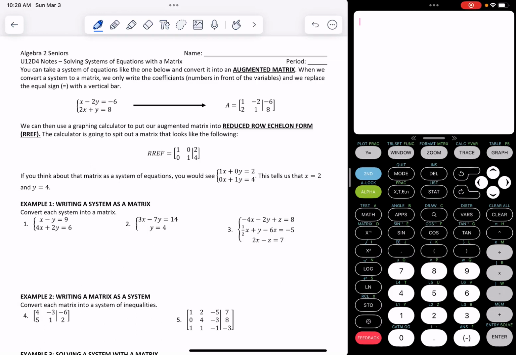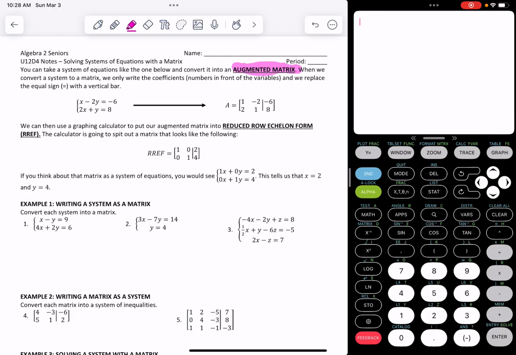Unit 12, Day 4. We're going to take all this stuff we've been doing with matrices, and now we are going to solve systems of equations with a matrix. What we're going to do is take a system and convert it into what's called an augmented matrix.